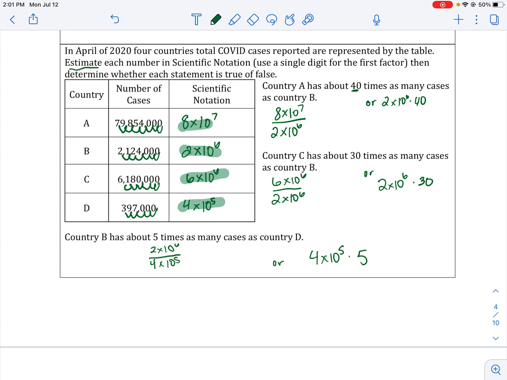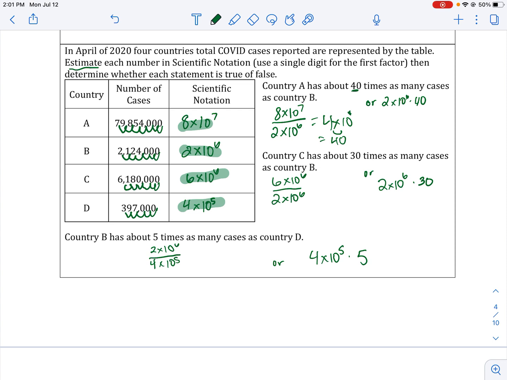So I took country A and divided it by country B. So 8 divided by 2 is 4. When we divide like bases, we subtract our exponents, so I get 10 to the first. When I'm putting that into standard form, that means I need to move my decimal one place to the right because my exponent was 1, which gives me 40. So that proves that this one is true.